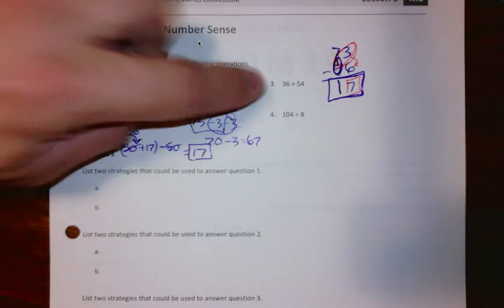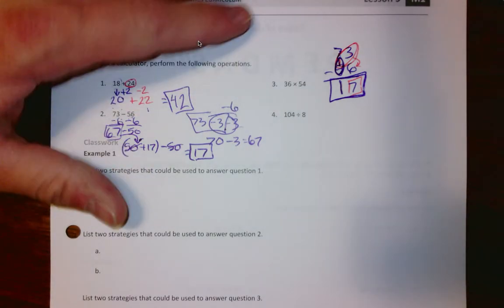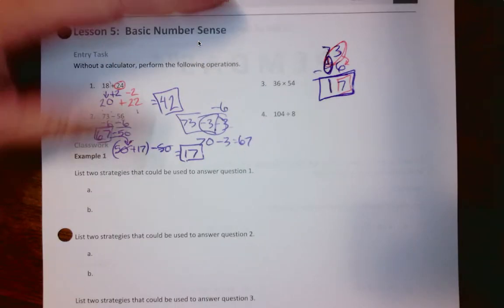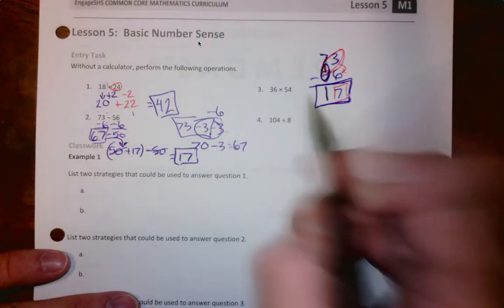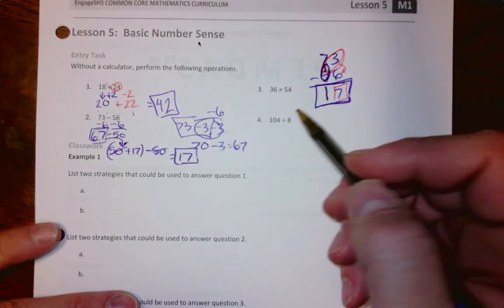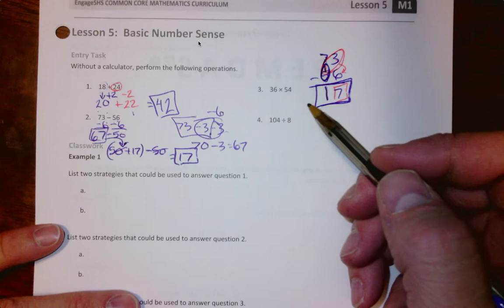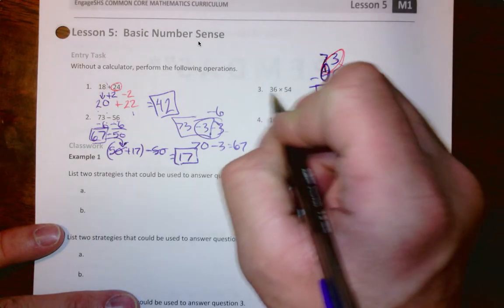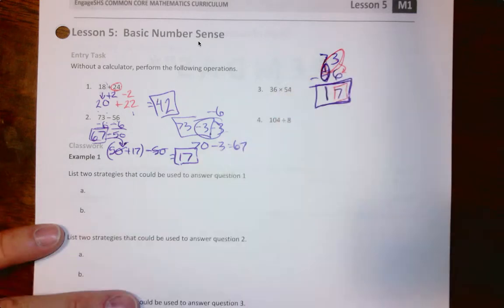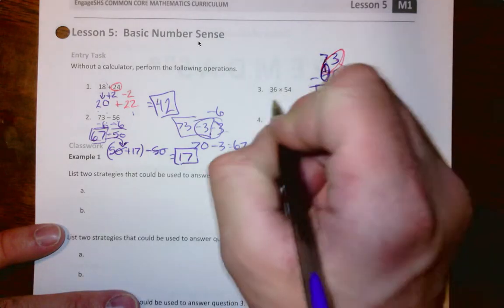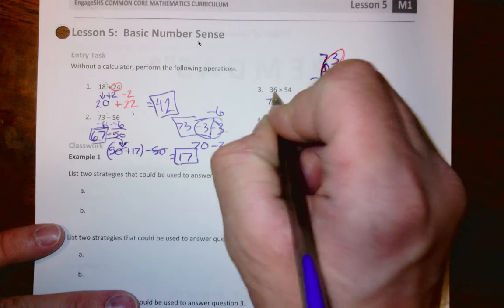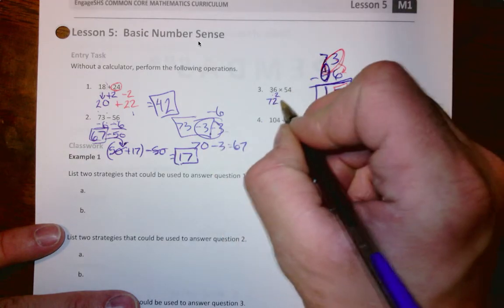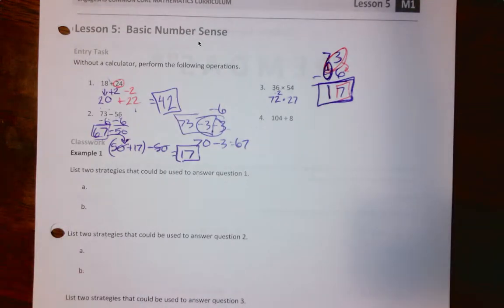Okay, I ran into the space for number 3. So number 3 is going to be a little bit challenging with where it's located. And the number is going to be actually rather large: 36 times 54. This is called the double and half method. If I double 36, I get 72. If I cut 54 in half, I get 27.